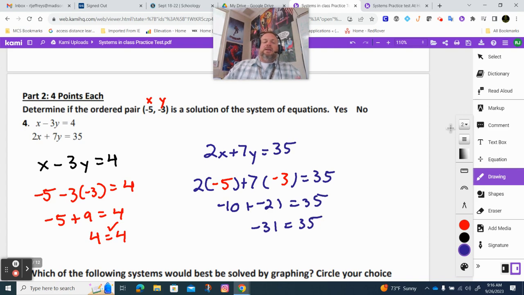All right. Is negative 31 equal to negative 30 or equal to positive 35? No. So it works for one, but not the other. So this is not a solution for both of them. It has to work for both.